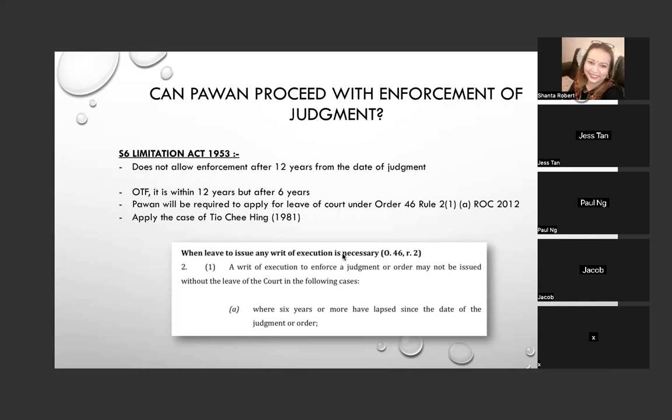So under Order 46, Rule 2, it says that a writ of execution to enforce a judgment may not be issued without leave of court when 6 years or more have lapsed since the date of judgment or order.